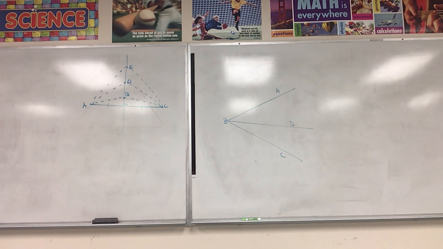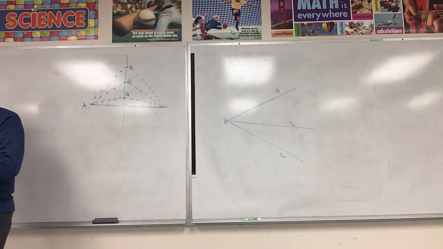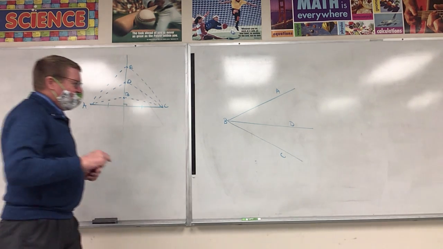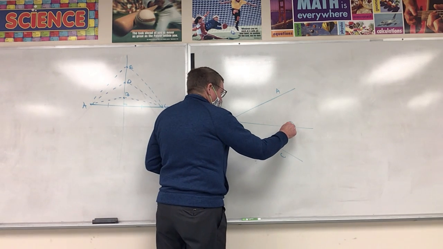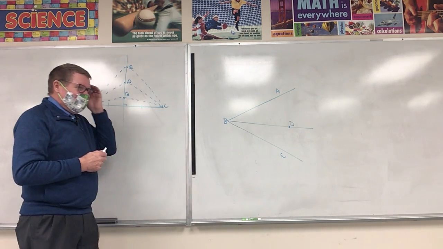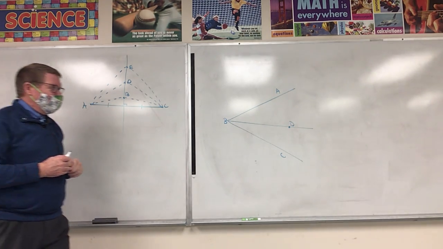What does the theorem say? What does my angle bisector theorem say? If the point is on the bisector of the angle, then the point is equal distance from the two sides of it. Okay, so if a point is on the angle bisector, let's say point D, it is equal distance from the sides of the angle.